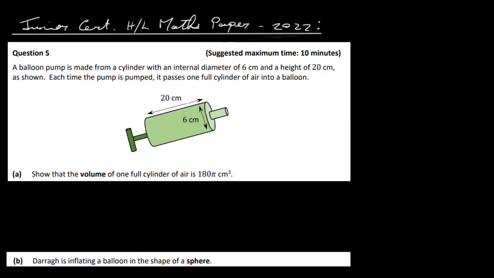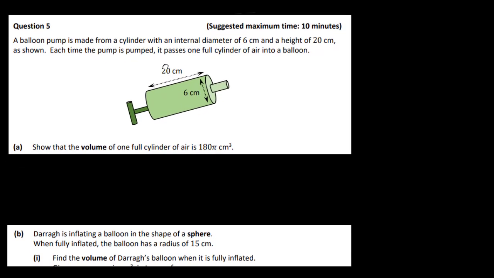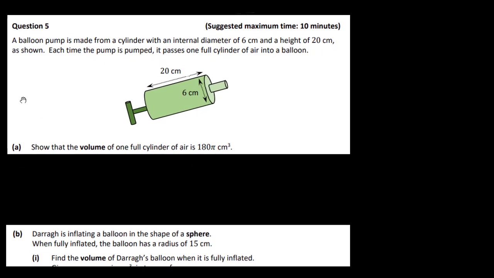Okay, so this is the Junior Cert Higher Level Maths paper for 2022. And we're going to have a look at questions 5, 6 and 7. So in question 5 we have a balloon pump and it's made from a cylinder with an internal diameter of 6 centimeters and a height of 20 centimeters as shown.